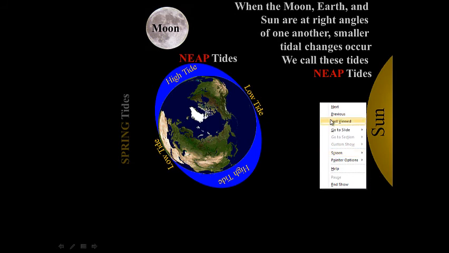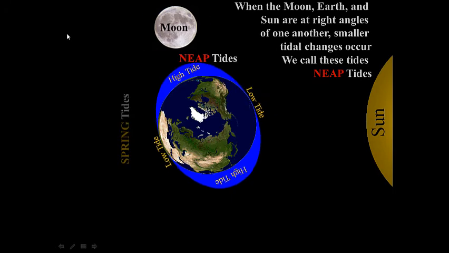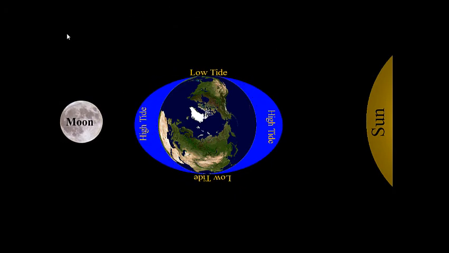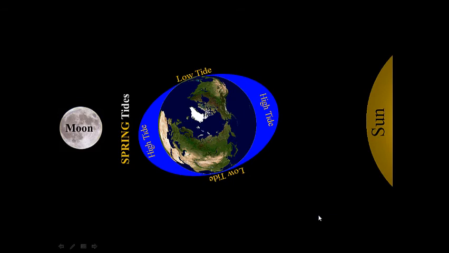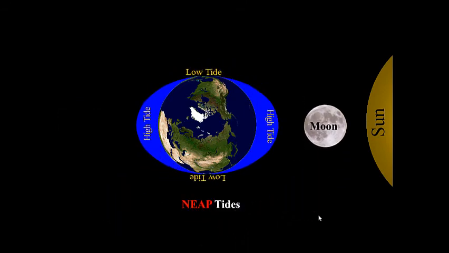Let me go back here. When the moon, Earth, and sun are at right angles, or perpendicular to one another, we get smaller tidal changes, and we call these neap tides. So neap tides occur when the moon, Earth, and sun are at right angles. Be careful, because there's going to be a diagram like this on the test. Spring tides, notice they're aligned. They're both pulling on the ocean, the sun and the moon. And then we'll go back over here, neap tides, and back to big spring tides.